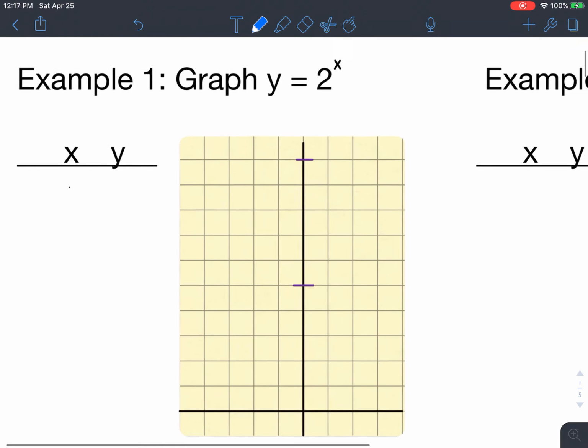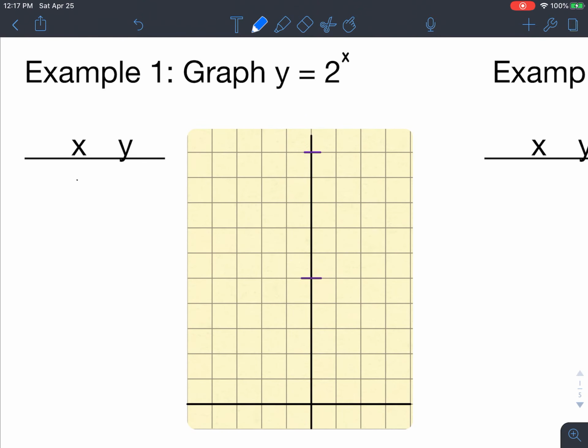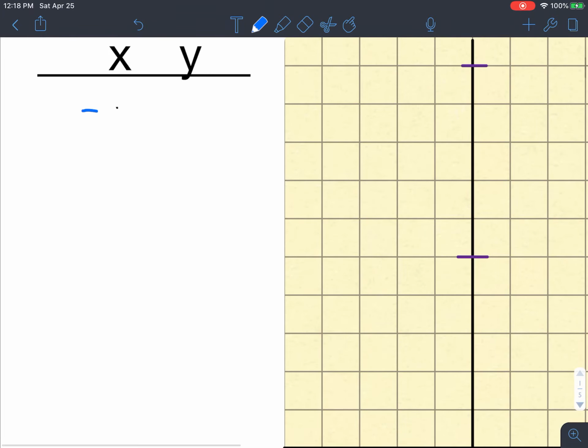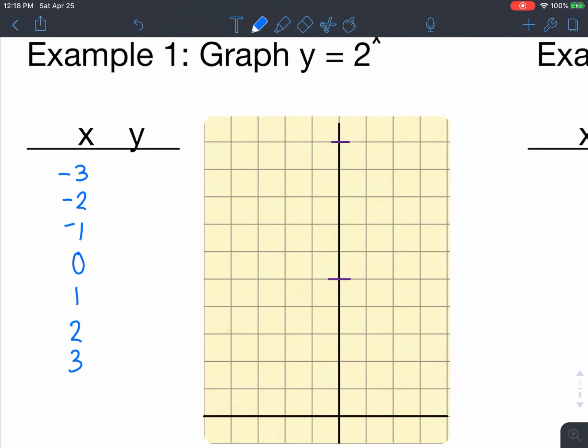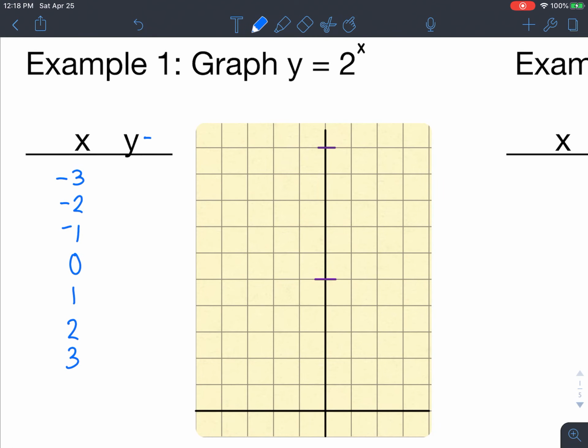So we're going to start with a graph, and we're going to graph y equals 2 to the x. So we're going to make a parent graph table for 2 to the x. So when you're graphing 2 to the x, you should have these numbers on your table: -3, -2, -1, 0, 1, 2, 3. So these should be the values that you have in your x column. Y equals 2 to the x.